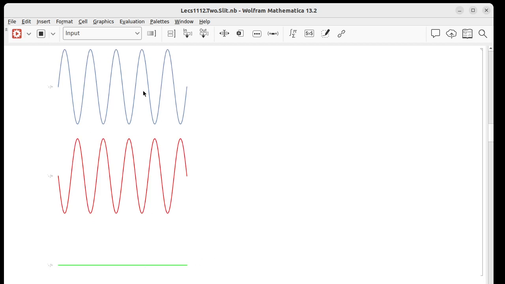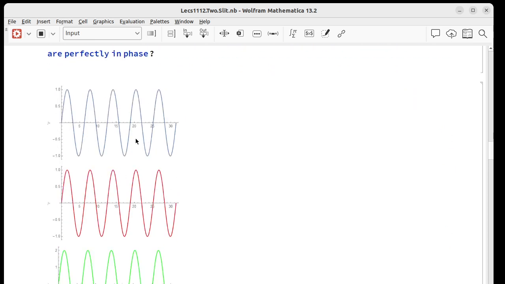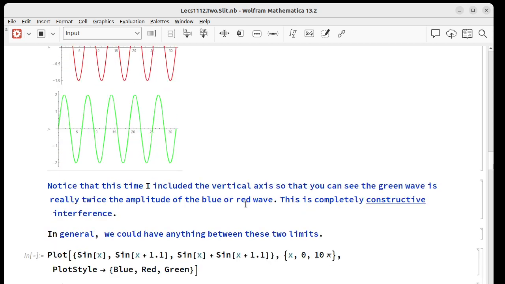What if the waves are perfectly in phase instead of perfectly out of phase? Well, now when I add these two things, notice the change in scale here on this y-axis. I add them and the maxima happen at the same time, the minima happen at the same time. So here I've got 1 plus 1 gives me 2, minus 1 plus minus 1 gives me minus 2. It's exactly like the others, only it's twice the size. This is completely constructive interference.